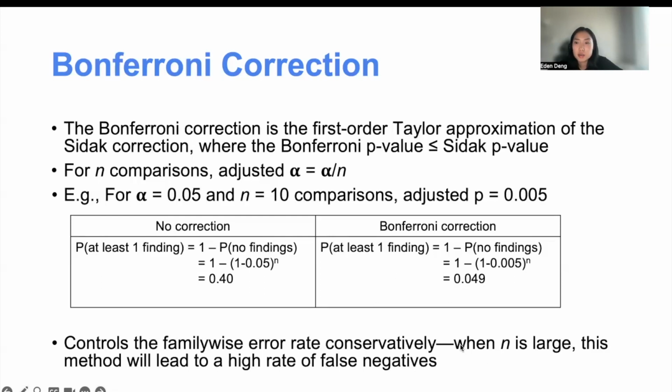And an important consideration with both the Sidak correction and the Bonferroni correction, though, is that when the number of tests is very large, the p-value cutoff becomes very, very small. And in those cases, these corrections are going to give you very conservative results. So for large numbers of comparisons, generally we'll consider some other approaches to controlling these type 1 errors.